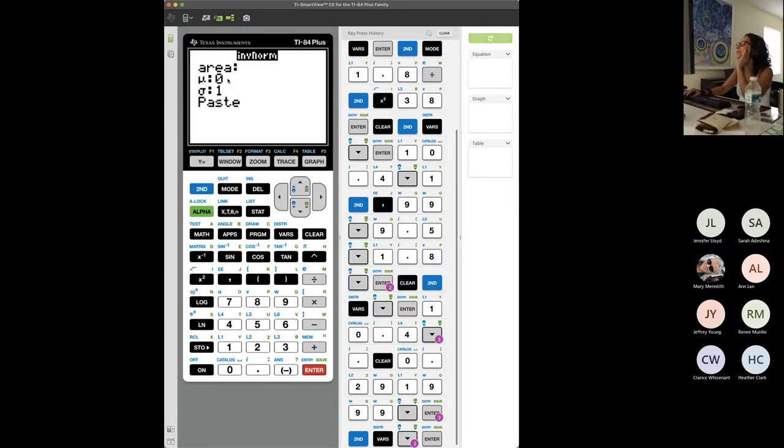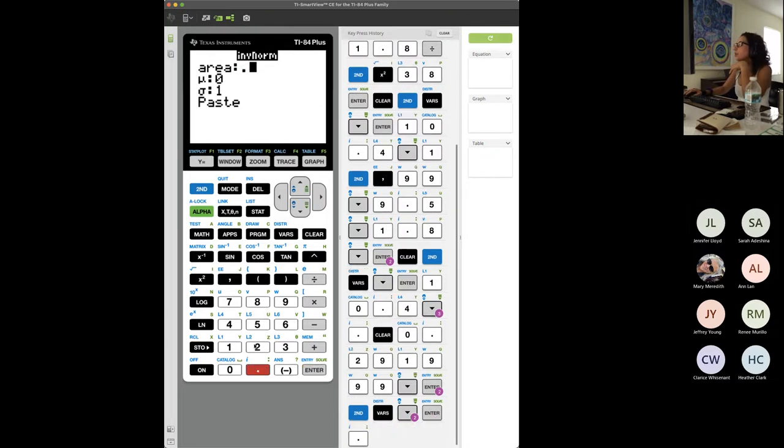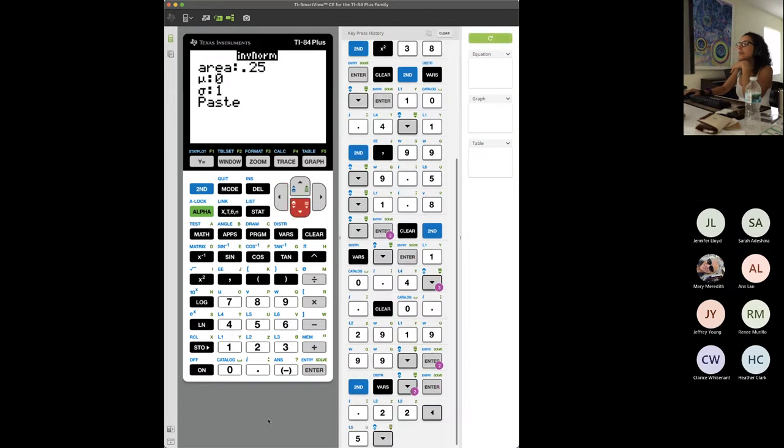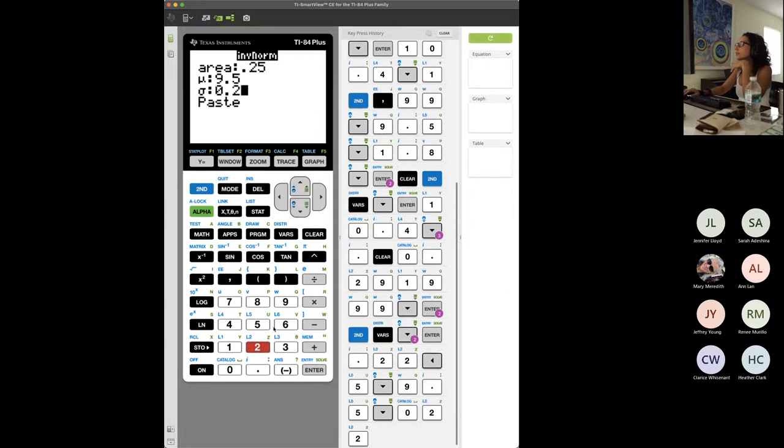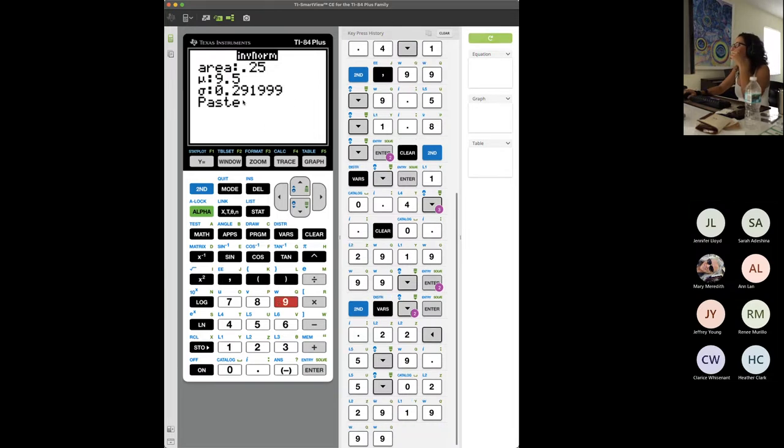This is a TI-84 Plus. It doesn't have the option left, right, or center. Some of you do and some of you don't on the physical calculator. I don't know what you have, but 0.25. Mean was 9.5. Standard deviation was 0.291999. And then if you guys have the option left, right, center, then you're going to choose left.